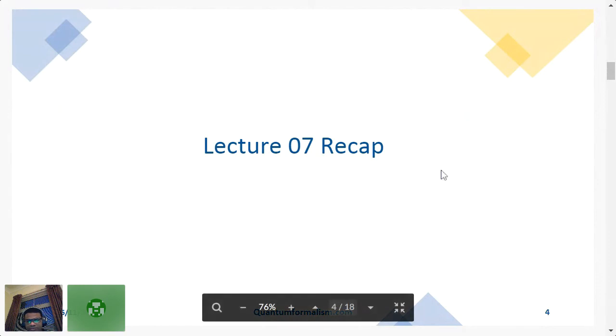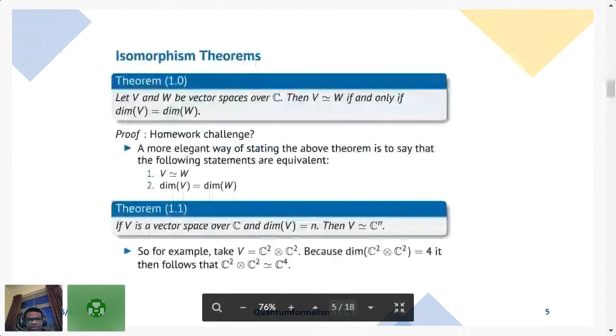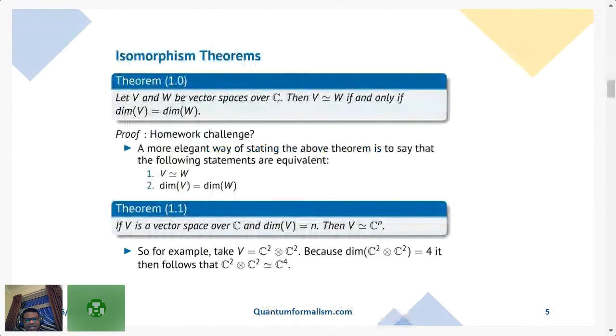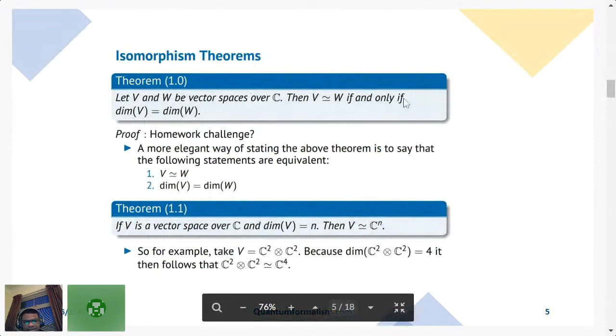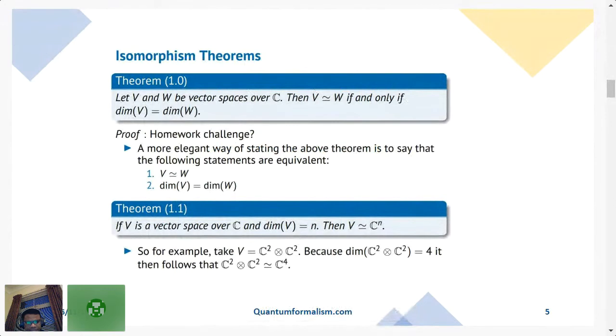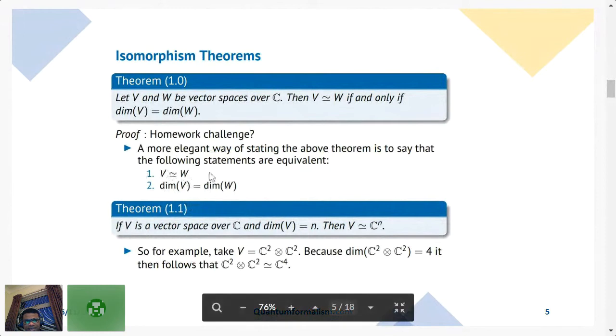So let's go through the recap. The most important thing from last session is this theorem that says two vector spaces are isomorphic only if their dimensions are the same. And we also saw another, more elegant way of saying it, which is to say these statements are equivalent. So if you prove one thing, the other one follows.